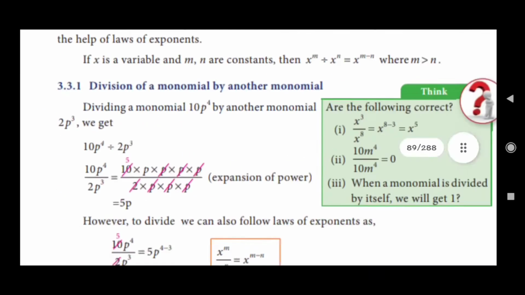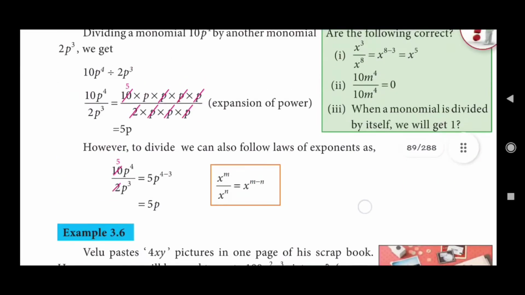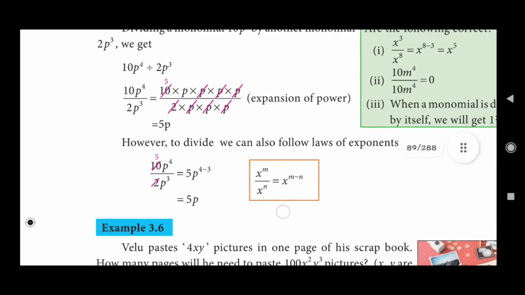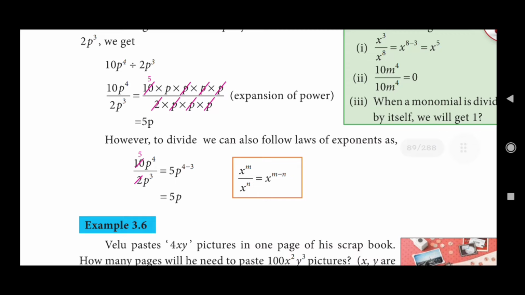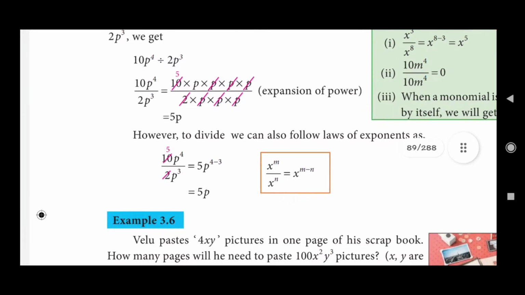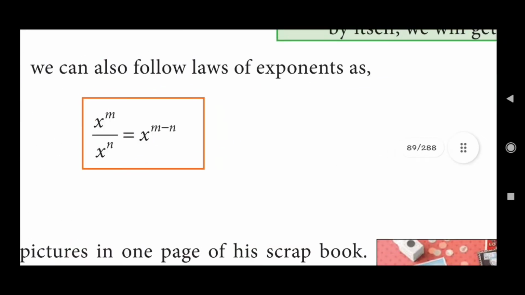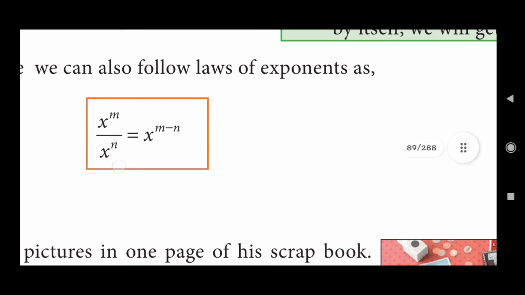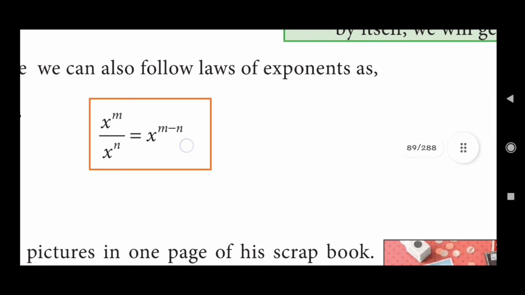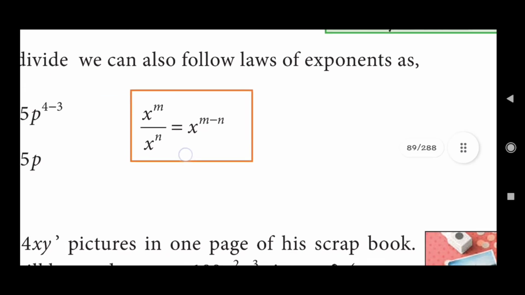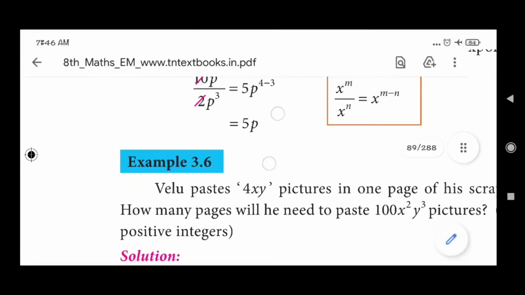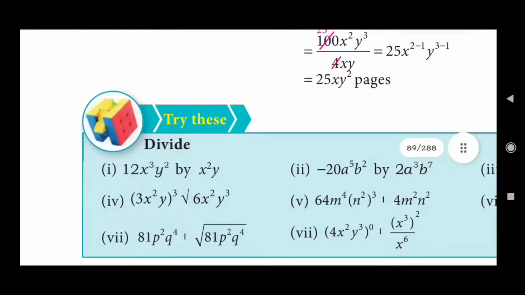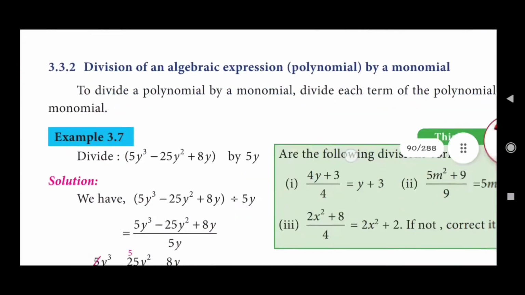Then division of algebraic expression. In division you need to know this formula: x power m divided by x power n equals x power m minus n. Understand? If the bases are the same, you need to subtract the powers. 2 power 3 by 2 power 2 means 2 power 3 minus 2. Understand? So that is the formula. If you know this, you can solve the division.